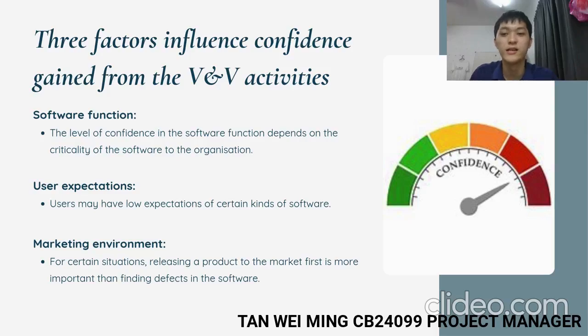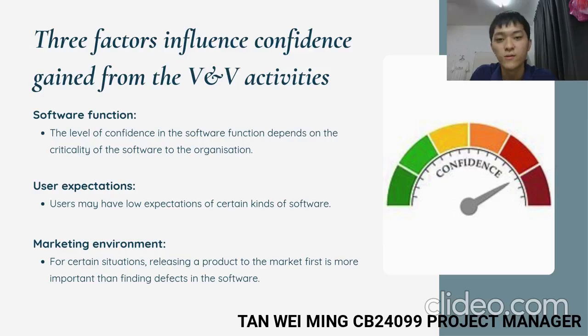Now I want to present the 3 factors that will influence the confidence gained from the V&V activities. V&V is verification and validation, where verification is checking that the software conforms to its specification, and validation is checking that the software is doing what the user requires.